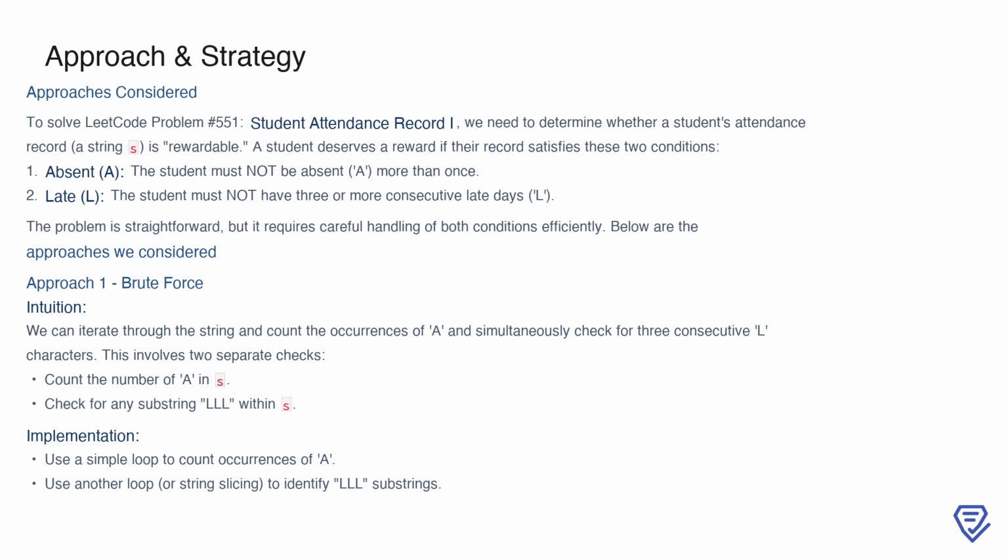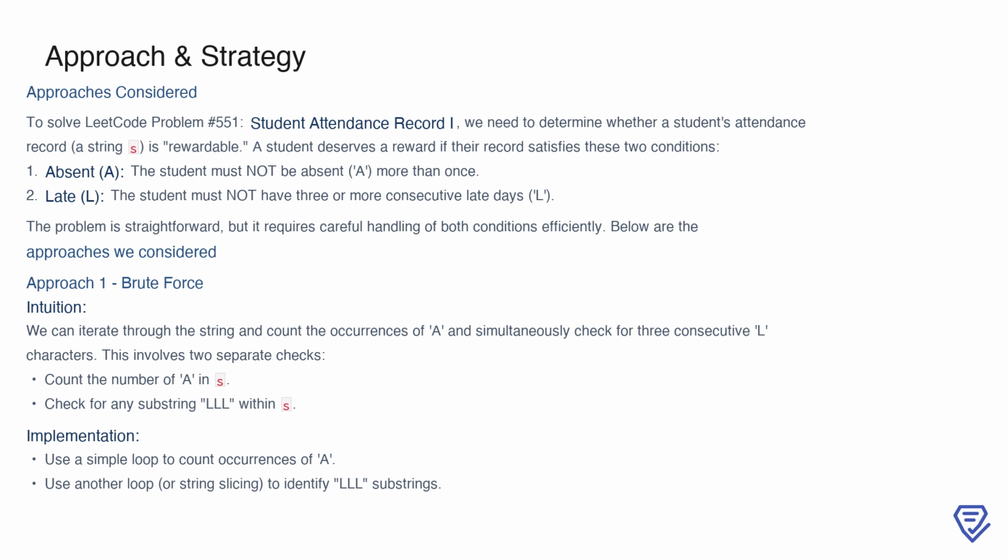To solve LeetCode problem number 551, our goal is to determine if a student's attendance record meets two specific conditions to be considered rewardable. First, the student must not be absent more than once, represented by the character A. Second, the record must not have 3 or more consecutive late days, denoted by L. While the problem is relatively straightforward, we need to ensure that both conditions are handled efficiently.